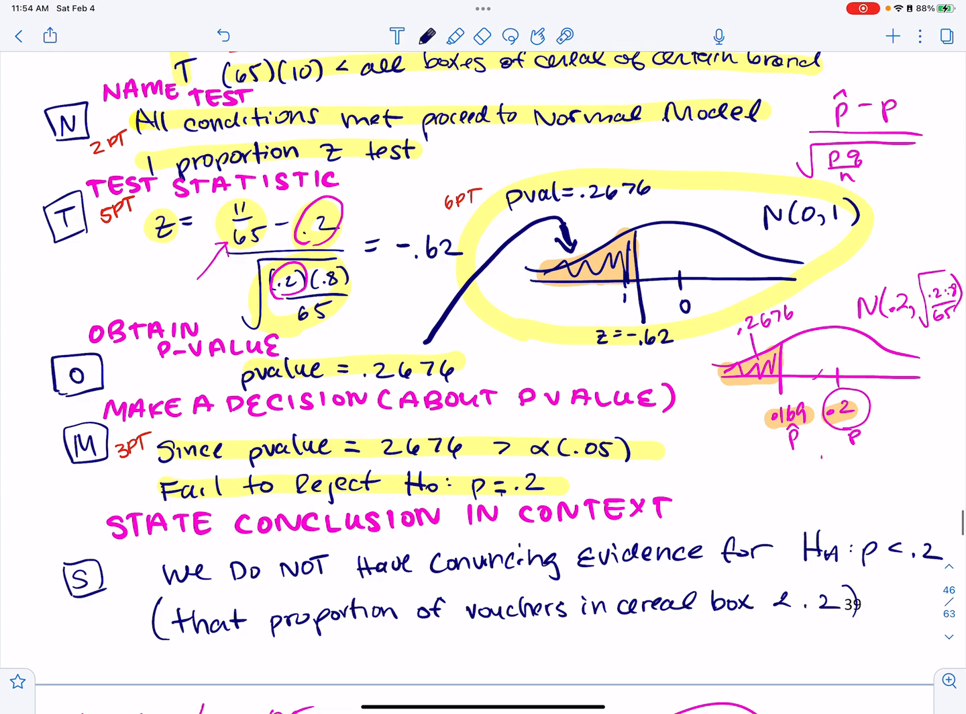Then you're going to state the conclusion. Since I failed to reject it, I have to say I don't have convincing evidence to say that it's less than.